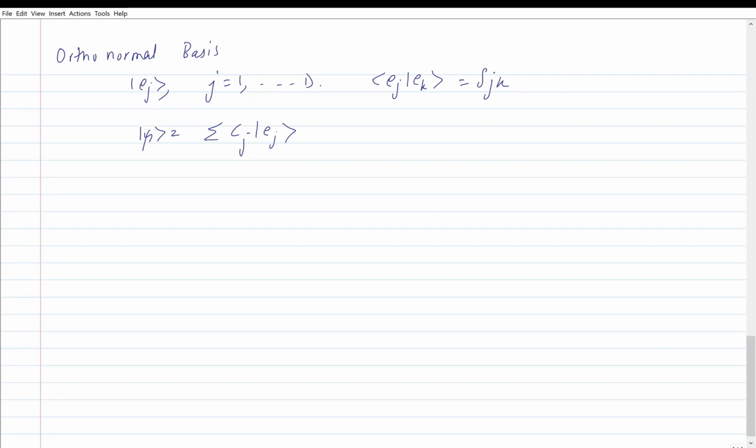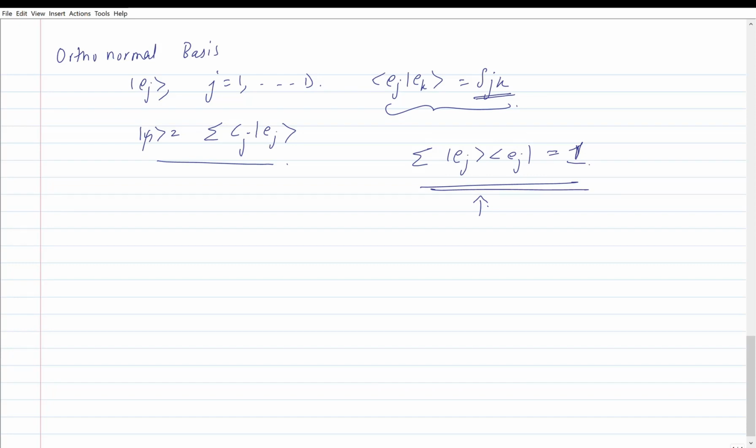And one can express any vector in that particular basis. This is the condition for orthonormality, that the inner product gives the Kronecker delta symbol. I hope everyone's familiar with it. Since it's an orthonormal basis, I have a useful identity. This is the identity operator. This is a very useful identity, and we'll be heavily using it.